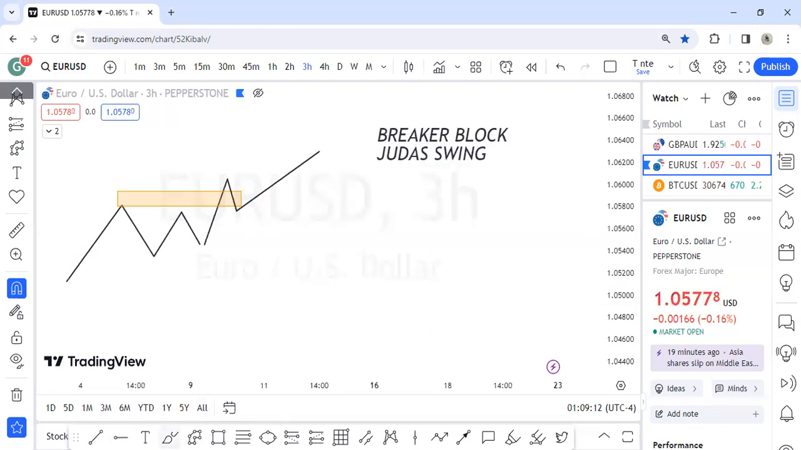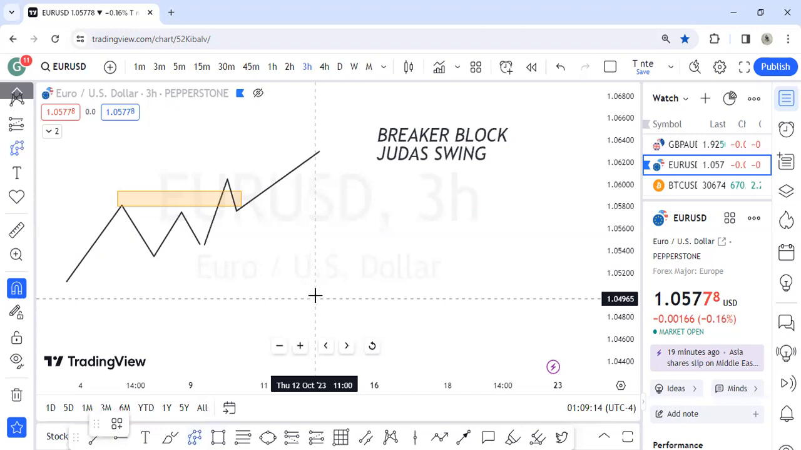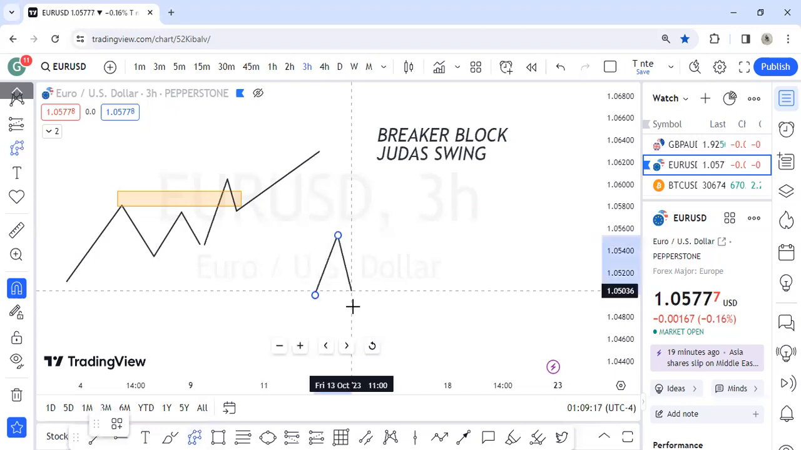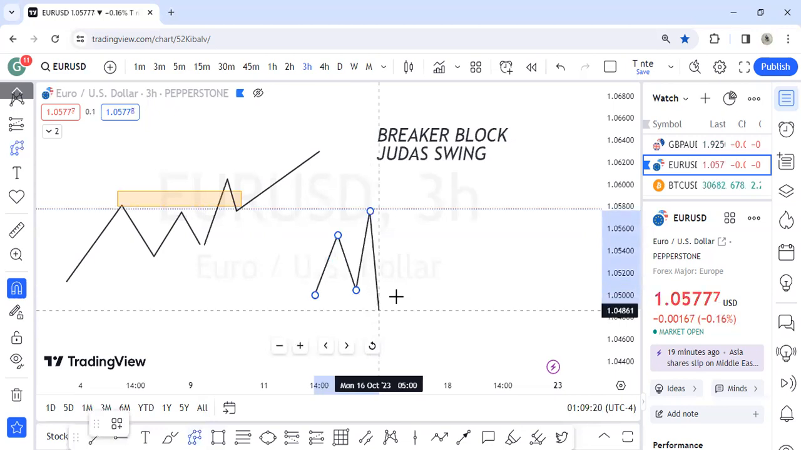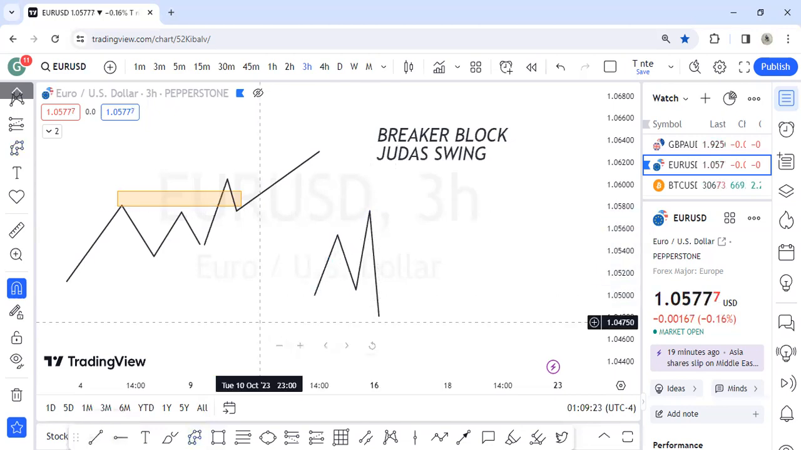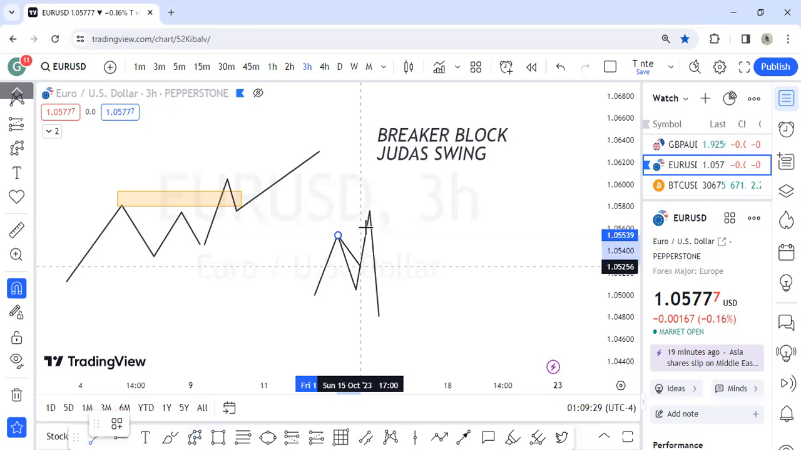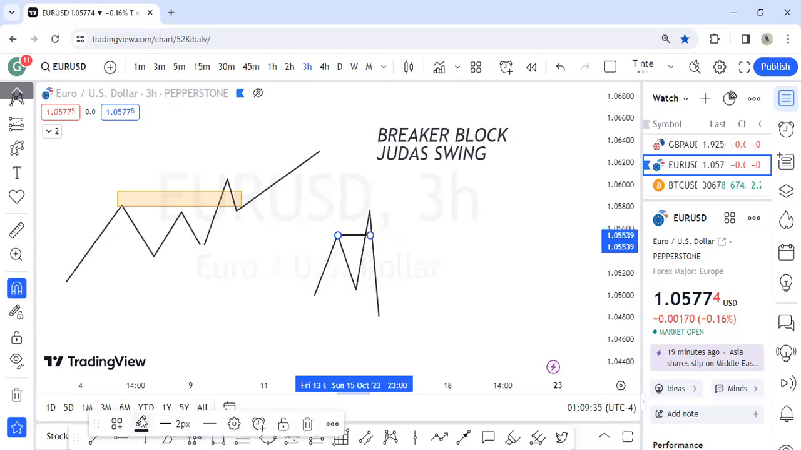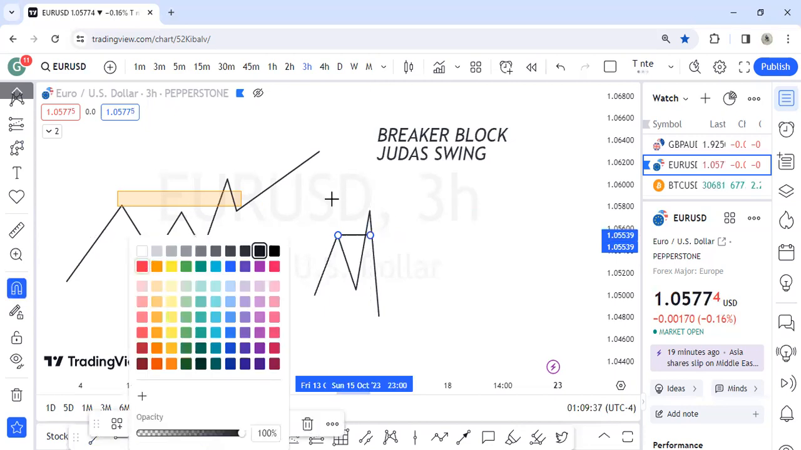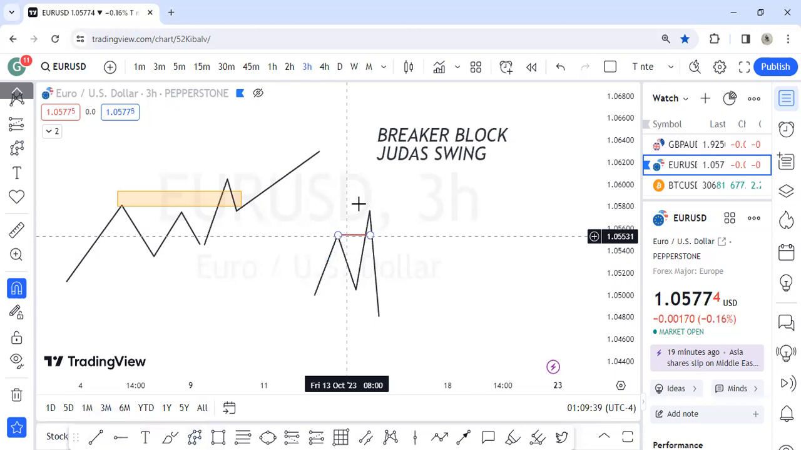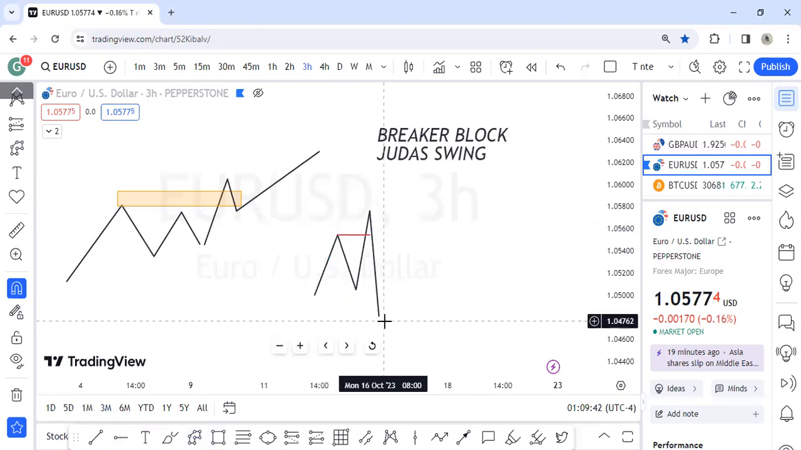A Judas swing is simply a swing in which, when you see the market do something like this, run this high before dropping. This run of this high is also referred to as a Judas swing. A Judas swing is simply the market going against retail traders before going the other direction. So the market running above this high and then dropping, that's what we call a Judas swing.